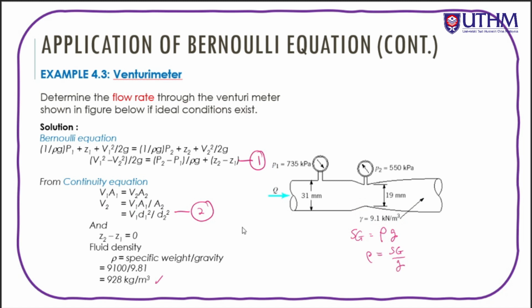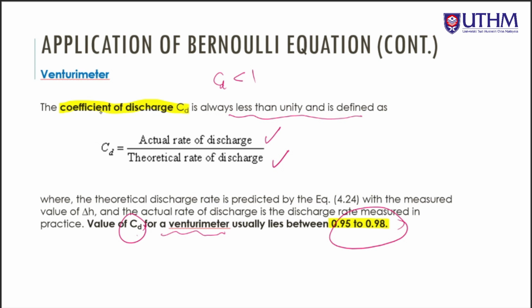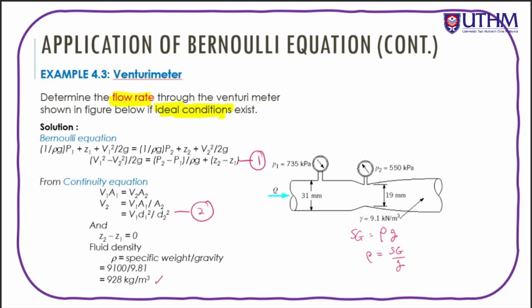Okay, so we go through an example of the venturimeter questions. Determine the flow rate through the venturimeter shown in the figure below if ideal condition exists. So ideal condition means we don't need to consider the coefficient of discharge, because we want to calculate the ideal. Okay, so the condition is like this.